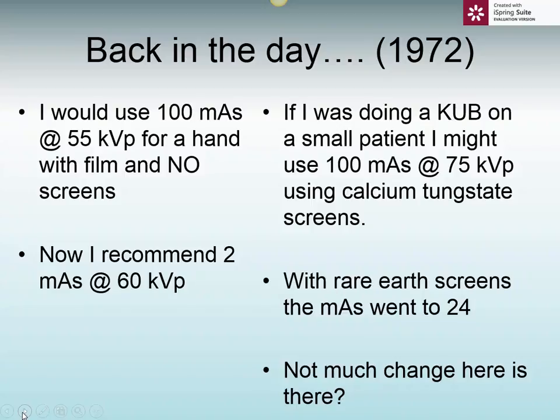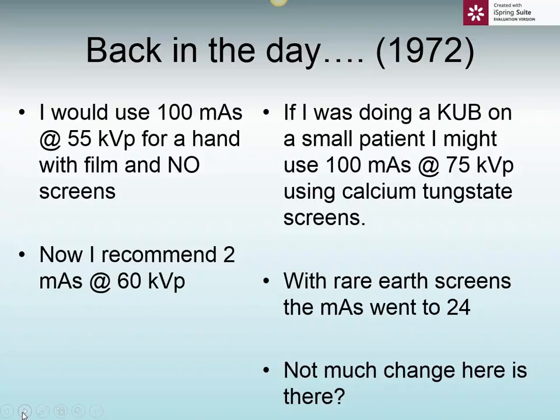Now, if you characterize that, at about 1976, thereabouts, there was an introduction of new types of intensifying screens that we called rare earth screens. These are specific materials that had not been used previously. They were much more efficient in the range of X-ray energies that we use. As a consequence, the amount of mAs that you used with these new screens went down a lot, so that, for example, whereas I used 100 mAs on a KUB previously, I might use a quarter of that and still get good exposure, a good detail.